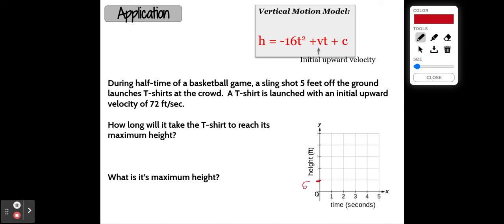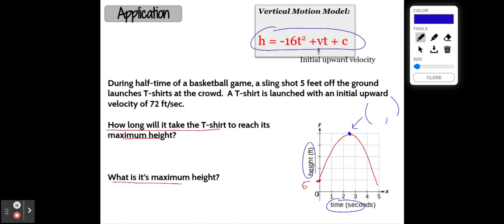Okay, so the slingshot's going to sling it all the way up, and then it's going to turn and come back down, and somebody's going to catch it somewhere along here, probably, right? Two questions are being asked. How long will it take the t-shirt to reach its maximum height, and what is its maximum height? So if you look at the parabola the t-shirt makes after being launched, this right here is the maximum height, and that is the vertex. So if we find the vertex, the x-coordinate will tell us the time, and the y-coordinate will tell us the height of the t-shirt.